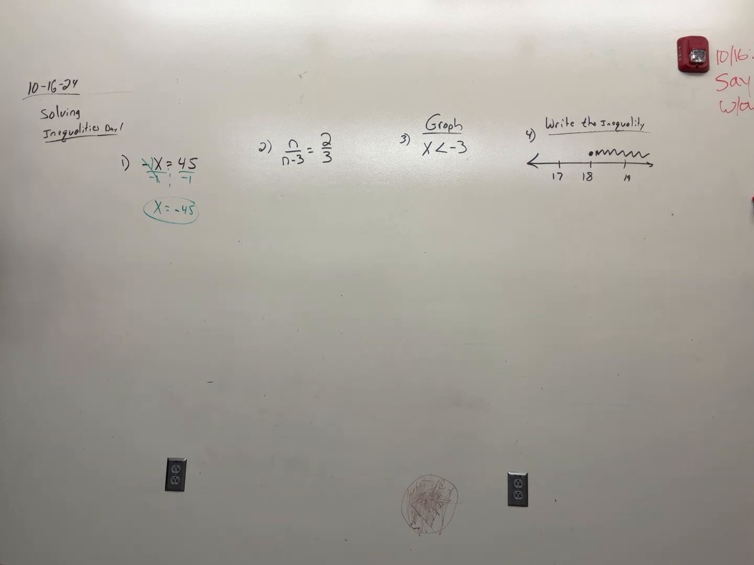What questions do we have there? Because I heard a "what?" Again, not naming names. When you have a number next to a variable, it is called a coefficient. That means multiplication.